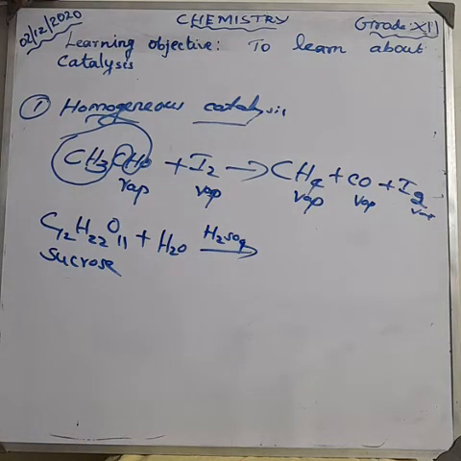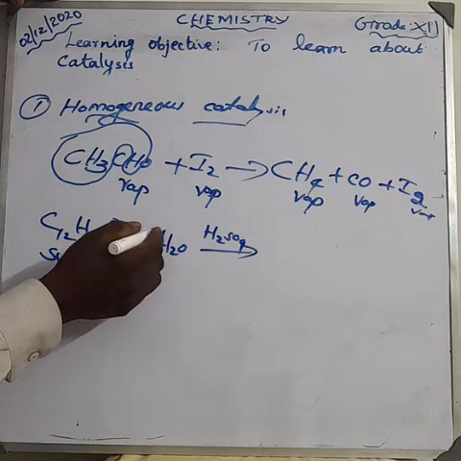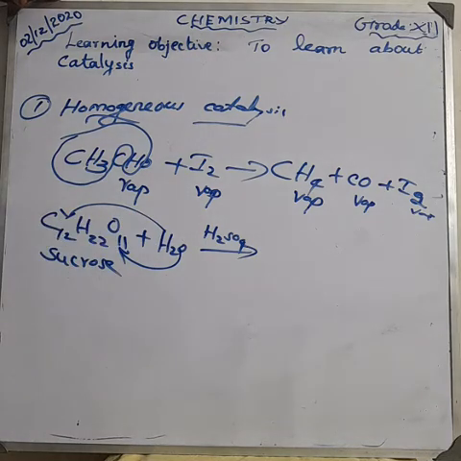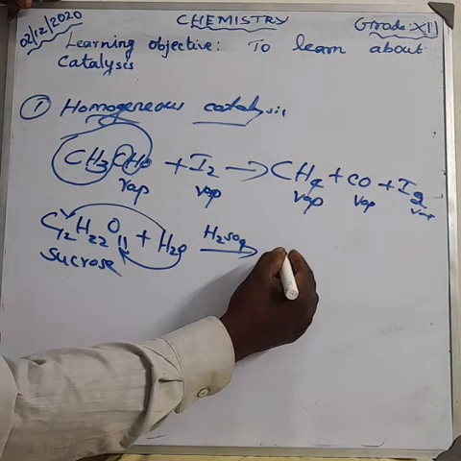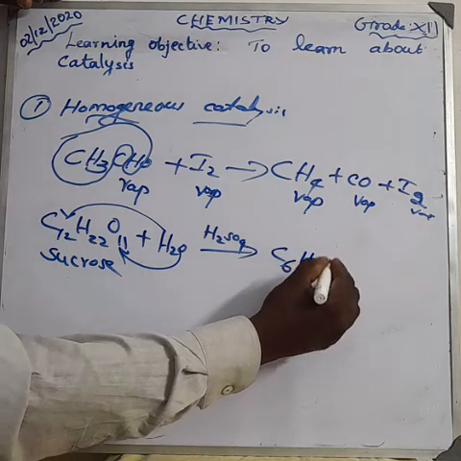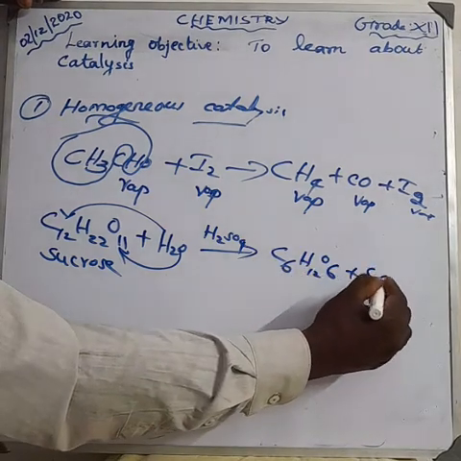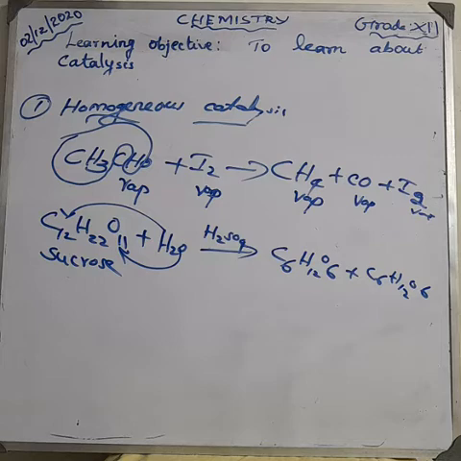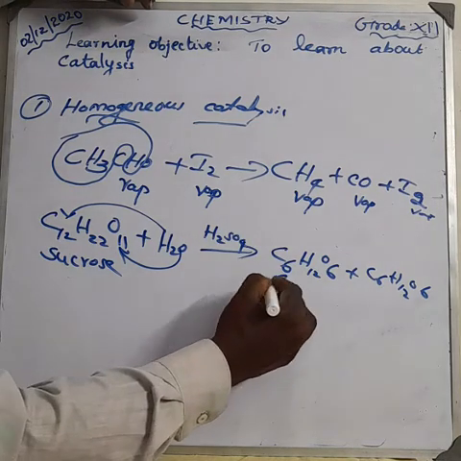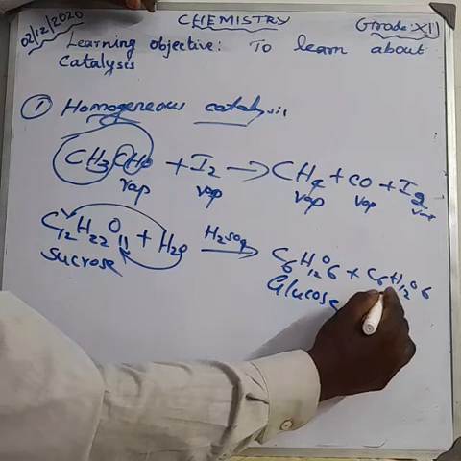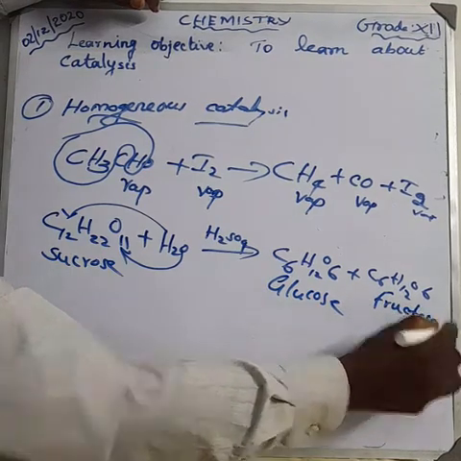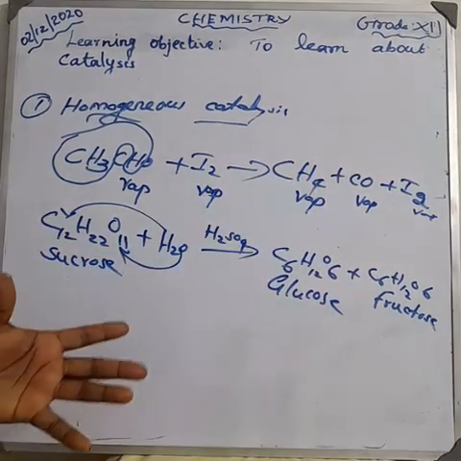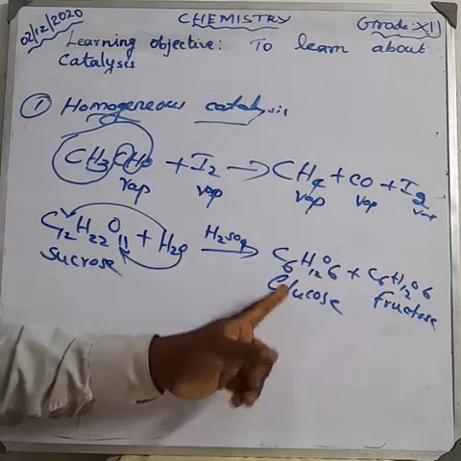So what products are obtained? That means the hydrogen will be attached here, the oxygen will be attached here. So we get 2 products, C6H12O6 plus C6H12O6. Am I right? One is glucose and the other one is fructose. Both have the same molecular formula, but different structure. Structure only is different, molecular formula same.